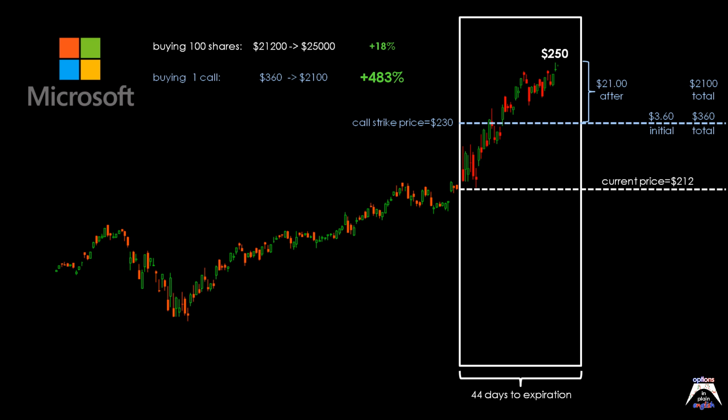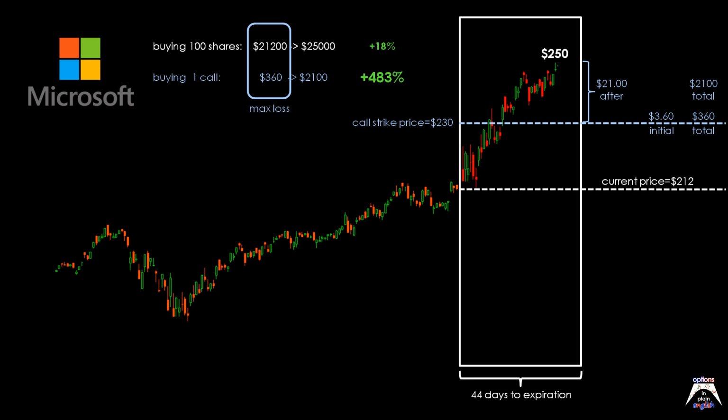In addition to this, buying 100 shares of Microsoft would have represented a potential maximum loss of our whole investment of $21,200, with the stock position losing the same percentage as a potential drop in the stock dollar for dollar. Whereas with the call, even in the unlikely scenario of the stock going to zero, we can only lose the initial cost of that call, or a total of $360.